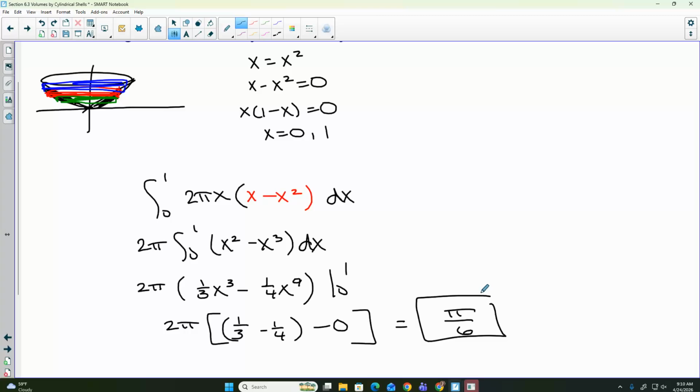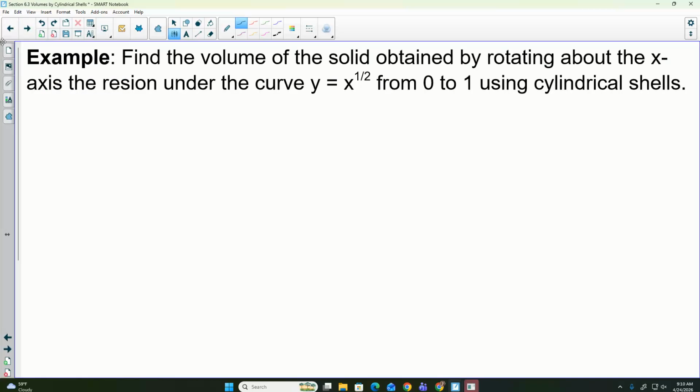Okay, let's try a couple more. So I want the volume of the solid obtained by rotating around the x-axis the curve y equals x to the 1/2, so the square root of x. But I am rotating this around the x-axis. Would I have to use shells? No, this is a very straightforward one that if I were setting up using the disk method, I would just go from 0 to 1.